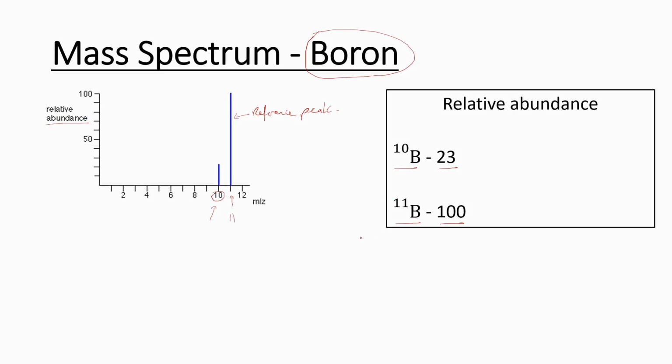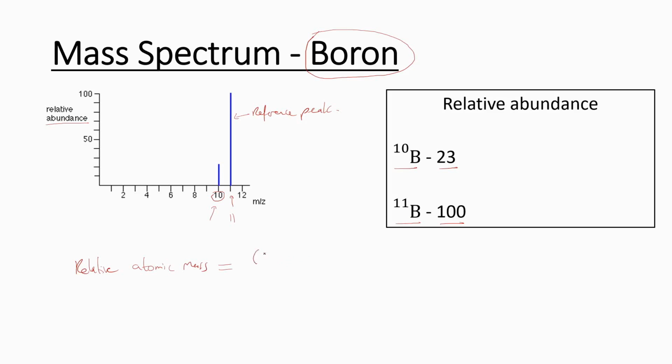So in any sample of boron from the environment, 23 will be boron 10 compared to 100 of boron 11. 23 out of 123 will be boron 10. 100 out of 123 will be boron 11. And so to work out the relative, and this is an atom, so it's atomic rather than molecular, relative atomic mass, we'll do the following calculation.